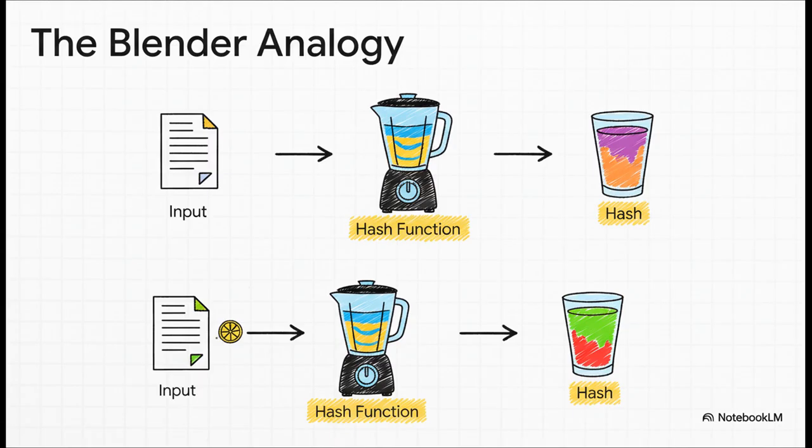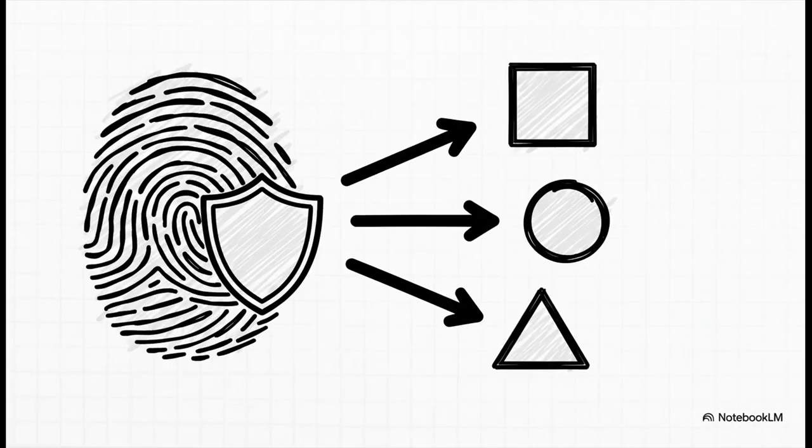But here's the real magic of this thing. If you change the input even just a tiny, tiny bit, add one single character to your document, you get a completely different smoothie. That extreme sensitivity is everything. Now, for this whole digital fingerprint idea to actually be secure and something we can trust, it has to follow 3 really strict rules. These rules are what give it all its power.